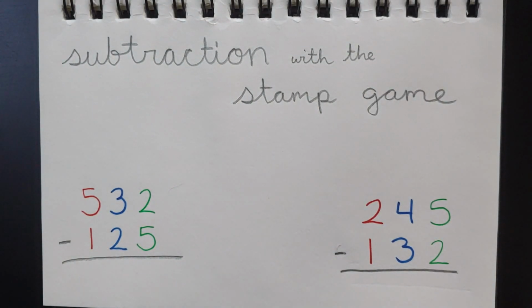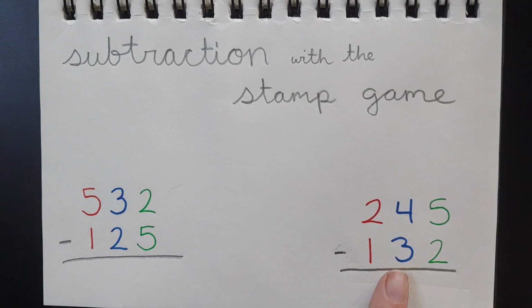Hello everybody, this is a lesson on subtraction with the stamp game. Subtraction means to take away. We're going to start by doing a static subtraction problem. That's one where we don't have to do any exchanging or any trading back in. And then we're going to do a dynamic subtraction problem, which is one where you have to do some trading.